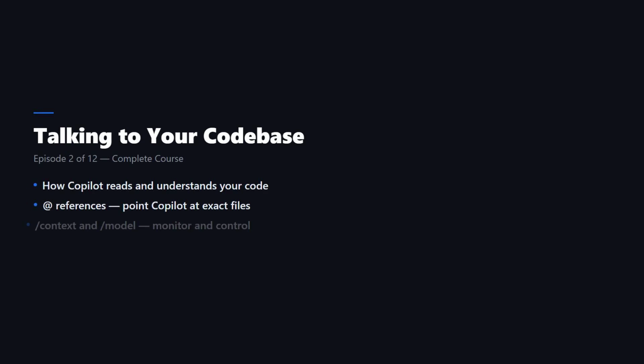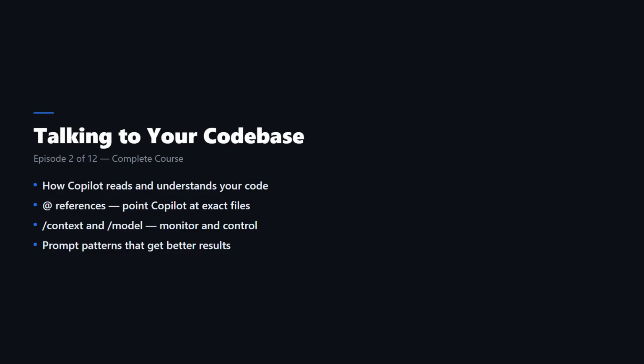Last episode, we installed Copilot CLI and scaffolded TaskFlow. Today, we learn how to actually talk to it. How does Copilot understand your codebase? How do you point it at the right files? How do you pick the right model? And most importantly, what makes a good prompt versus a bad one?